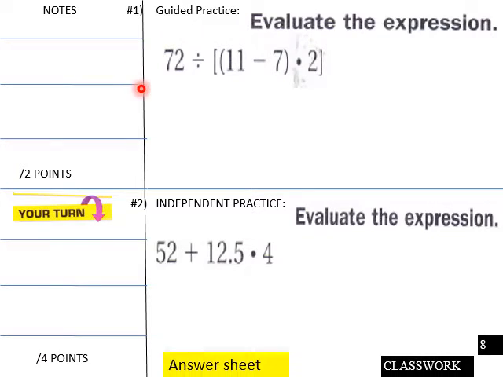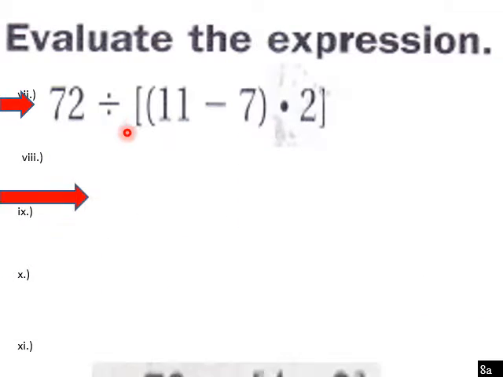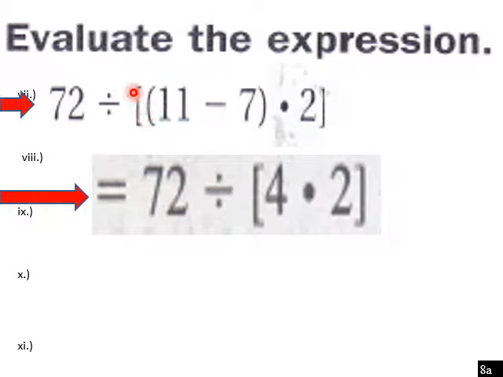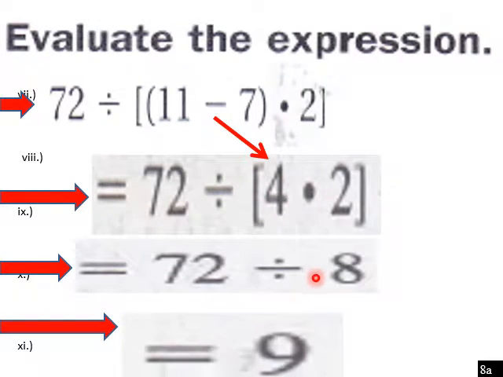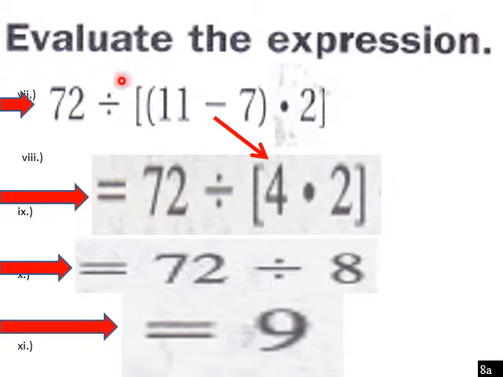Into our first guided practice here. Evaluate the expression. We'll do this one in class. Students, this is you. And this is your independent practice. Pay attention. You know how to do that. So this is the expression. So what do we do first? Inside our grouping symbols here, we have a bracket here, but this is the inner parentheses here. So first we do this subtraction. 11 minus 7 is 4. And then 4 times 2, and then 72 divided by this quantity here, which is 8. 72 divided by 8 would be 9.